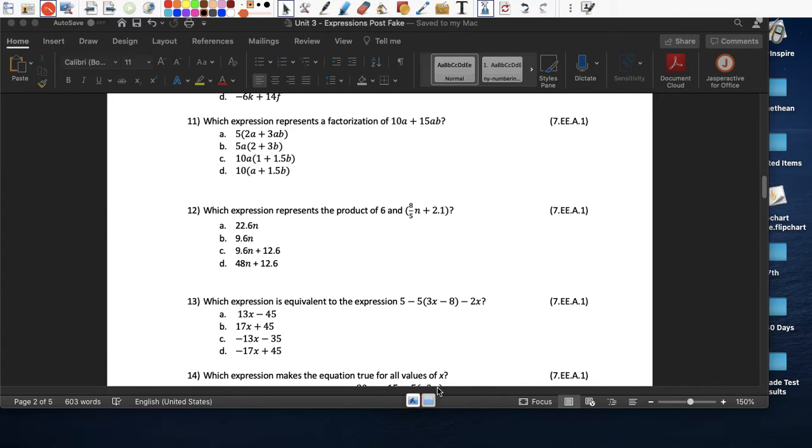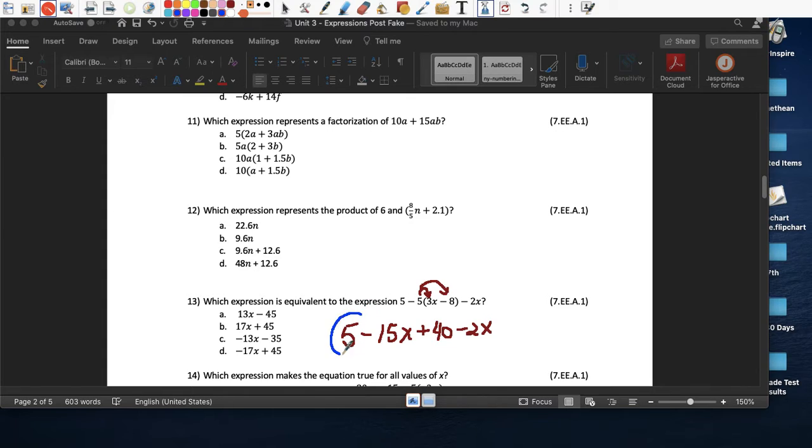13. Which expression? So again, combine like terms, distributive property. So you know the whole test is really heavy on this. So 5 does nothing, but the negative 5 is multiplying this 3x, and then the 8. Negative and a positive is a negative. 5 times 3 is 15x. Negative and a negative is a positive, and 5 times 8 is 40. And then minus 2x. Don't forget your variables.